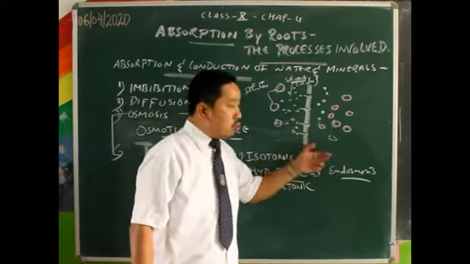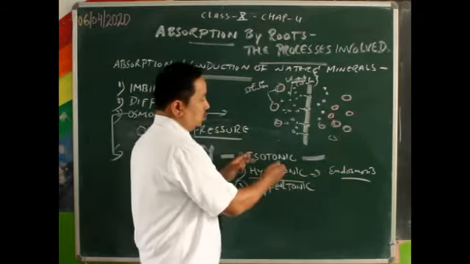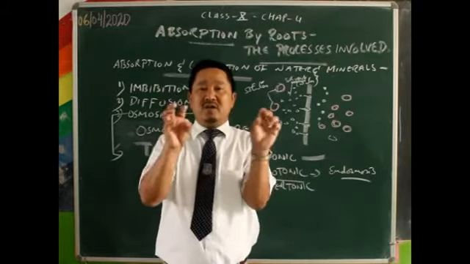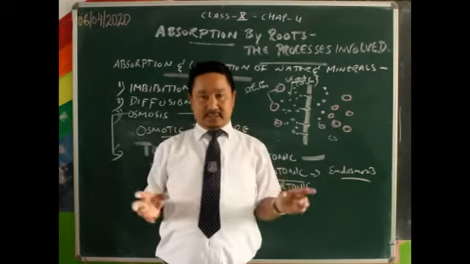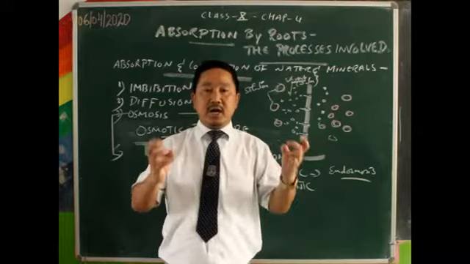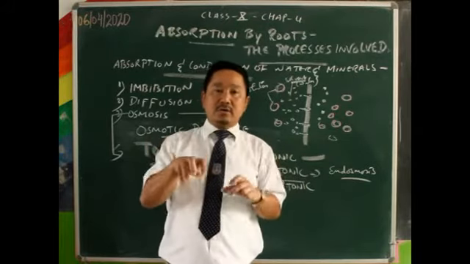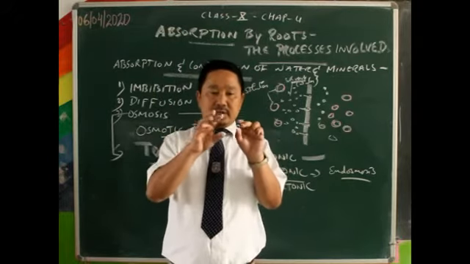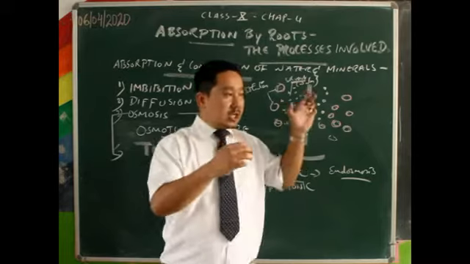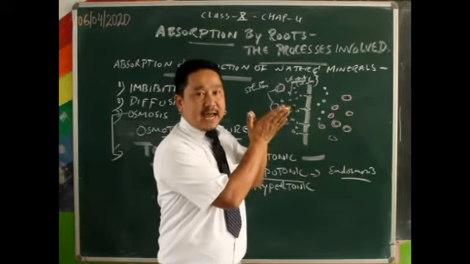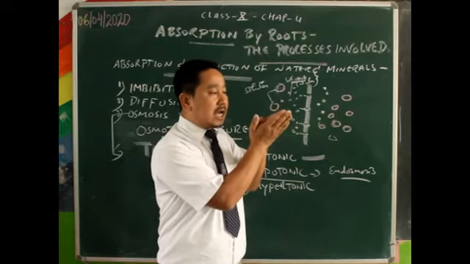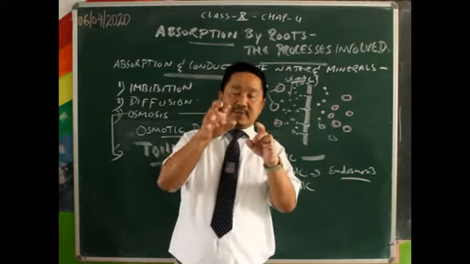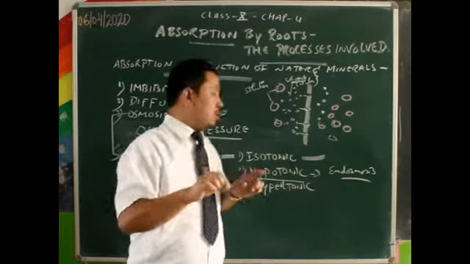Alright, so when more water molecules move inside the cell, the cell will be distended. It will be swollen up. So that particular condition, when the cell is swollen up, when the cell is strong enough, not flaccid, when the cell wall and cell membrane are closely attached and all the cell contents inside are distended, is called turgid. That type of cell is called turgid, and the condition is turgidity. We will come across this afterwards.